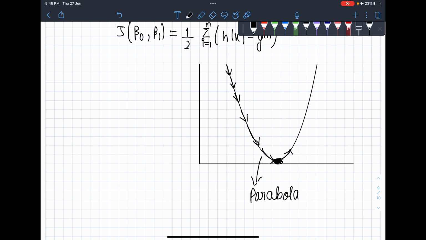Now how will we get to this point? Simple, we have to iterate our beta 0 and beta 1 over and over again, and if we do it over and over again, then we will reach the appropriate and perfect beta 0 and beta 1. For that we could use it for other predictions also.